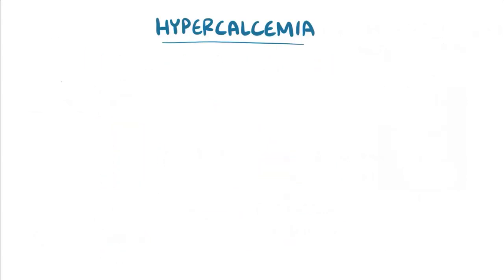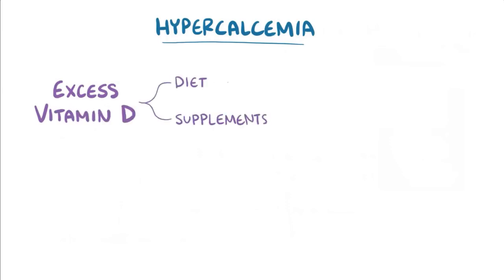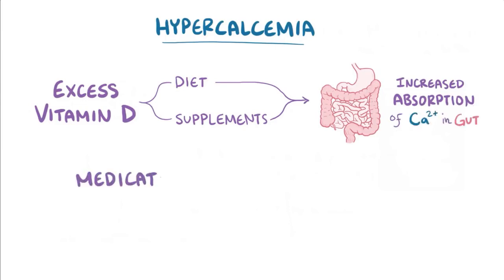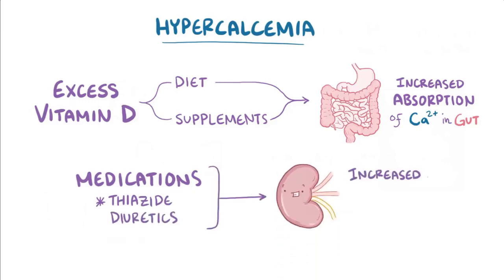Another cause of hypercalcemia is excess vitamin D, either through the diet or through supplements, which can cause there to be too much calcium absorbed in the gut. Finally, there are some medications, like thiazide diuretics, which increase calcium reabsorption in the distal tubule of the kidney, which contributes to hypercalcemia.